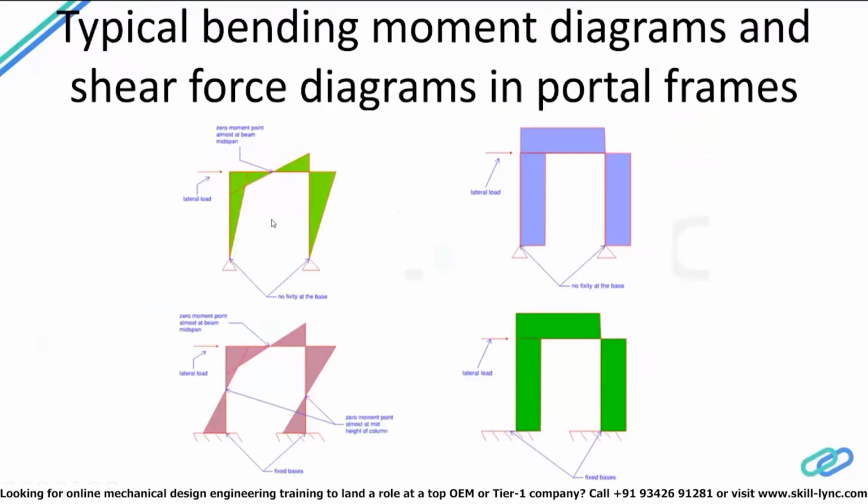Just some of the common bending moment and shear force diagrams for this kind of structure as well. So say you have a portal frame, wherein the bases of those columns are pinned, and then you apply, say, a lateral load, which could be due to wind or seismic or whatever. In that case, this is the kind of bending moment diagram that we see.